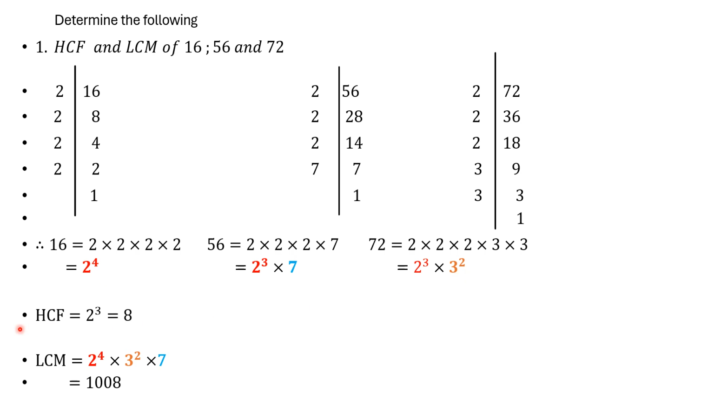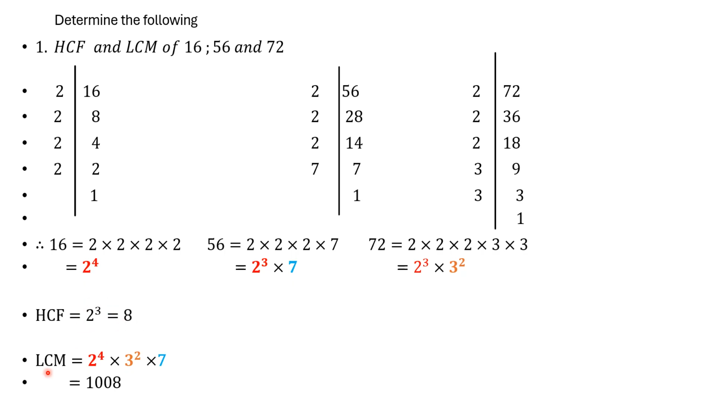Alright, so for highest common factor, the base must appear in all three. So if I look there, I have a base 2, base 2, base 2. They have a base 3, but there's no base 3 there, and there's no base 3. And the same with 7, it's not there. So for highest common factor, I choose the lowest exponent that's common in all three values. So in this case, it's base 2, and the lowest being 2 to the power 3. So my highest common factor is simply 2 to the power 3, which gives me 8.